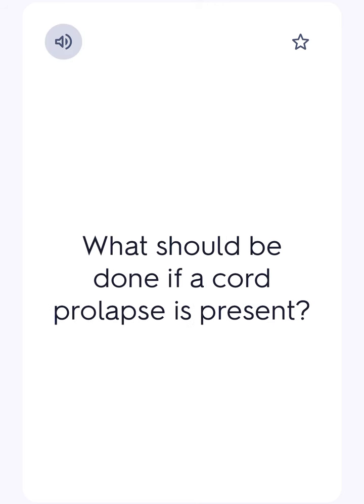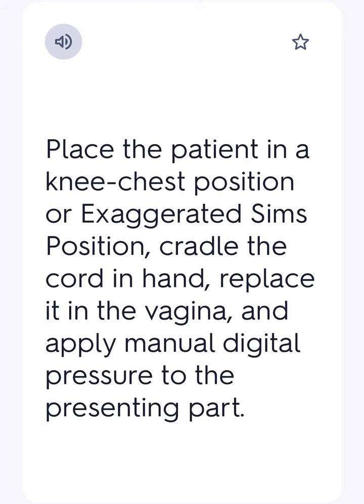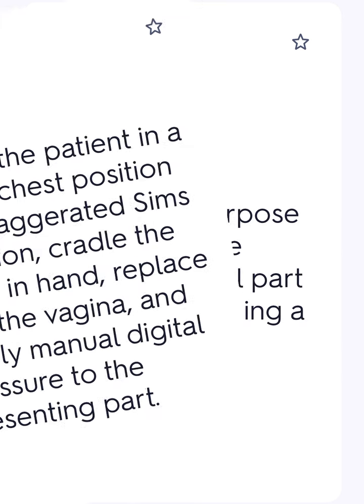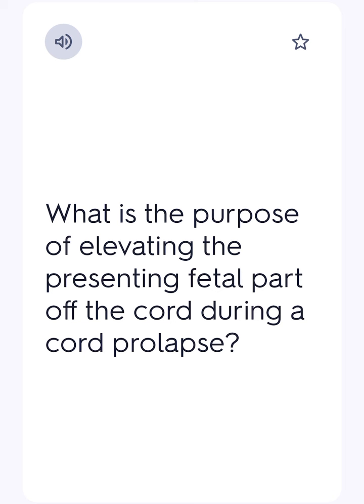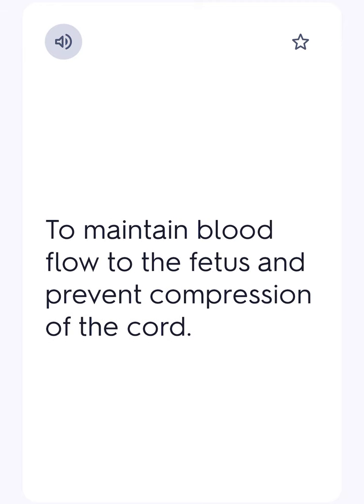What should be done if a cord prolapse is present? Place the patient in a knee-chest position or exaggerated Sims position, cradle the cord in hand, replace it in the vagina, and apply manual digital pressure to the presenting part. What is the purpose of elevating the presenting fetal part off the cord during a cord prolapse? To maintain blood flow to the fetus and prevent compression of the cord.